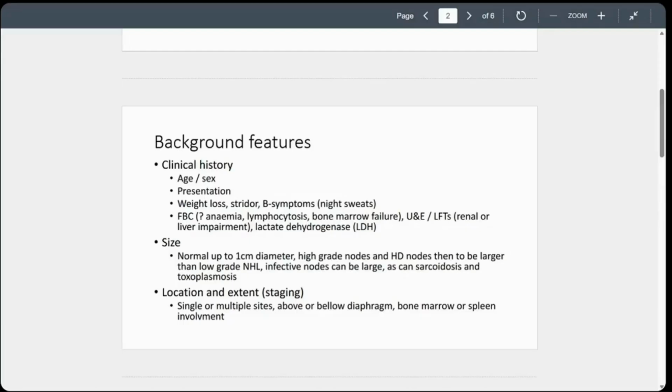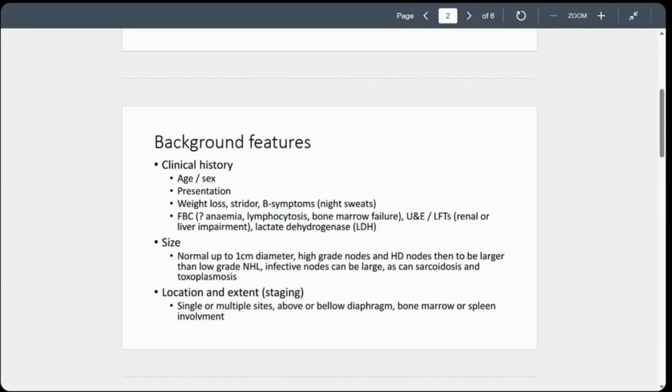And so again, the fact that you've just got a single node matters, because high-grade lymphomas usually present with at least multiple nodes in one area, if not multiple nodes above and below the diaphragm. That also gives you another clue as to whether it's reactive or neoplastic.